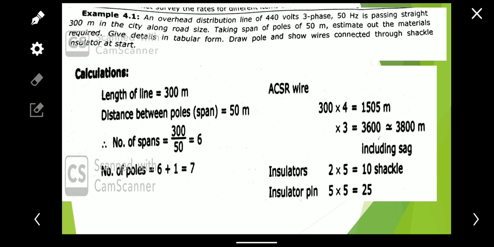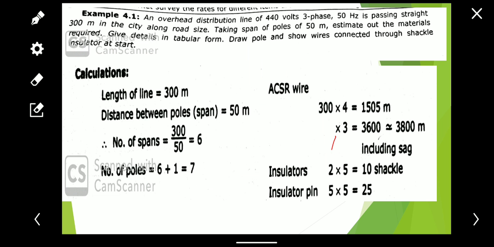Next is overhead distribution line. Overhead distribution lines of 440 volt 3 phase 50 Hz is passing straight 300 meter in the city along the road side. Taking the span of the 50 meter, estimate out the material required. Give the details in the tabular form. Draw the pole and show the wire connected through the shackle insulator at start.